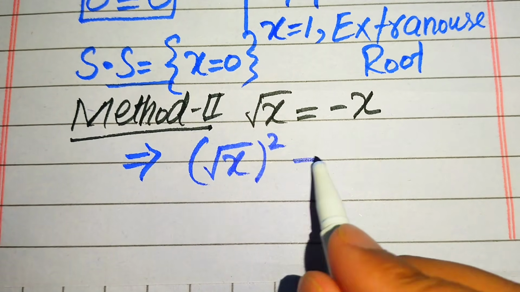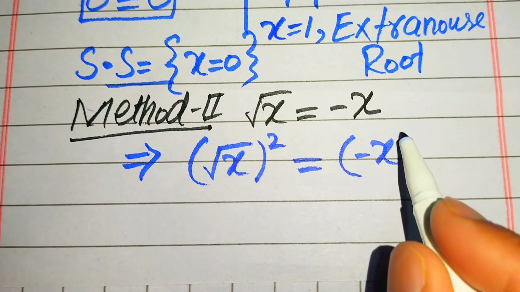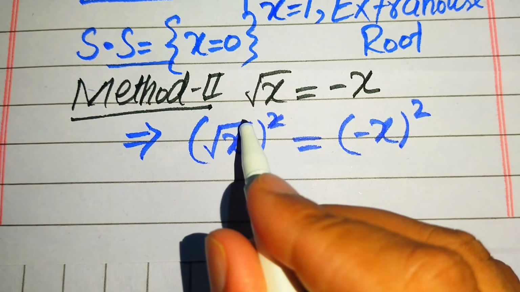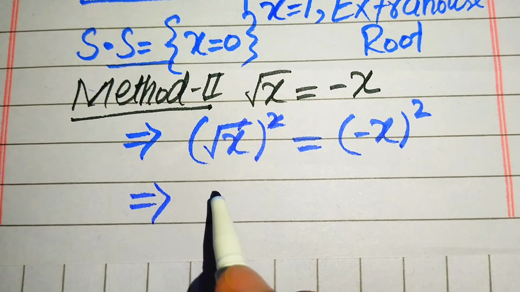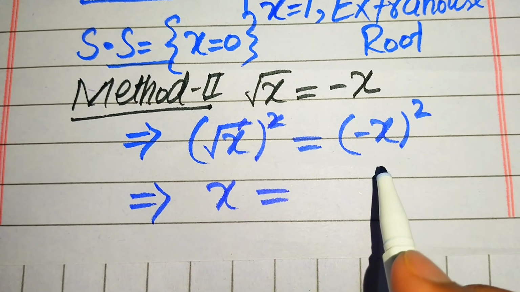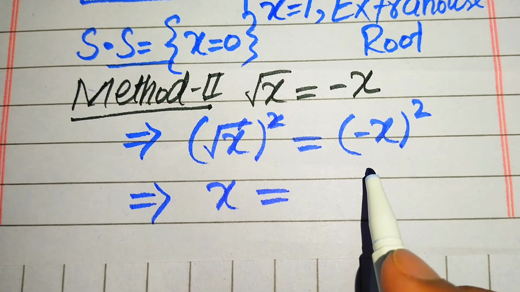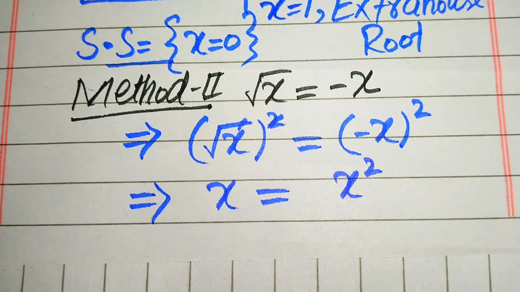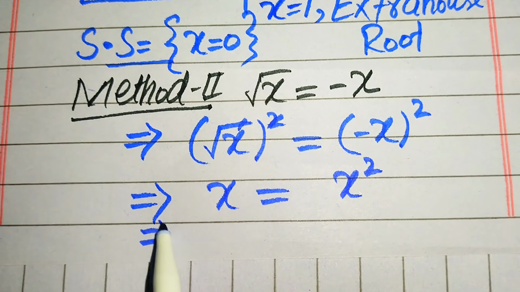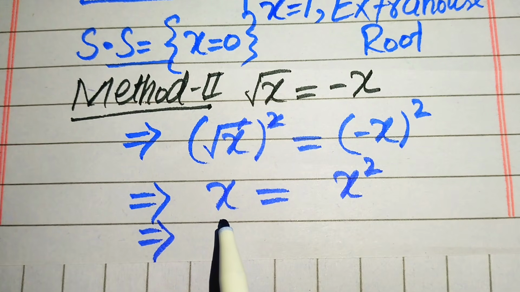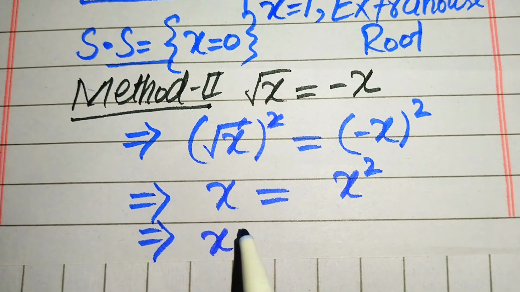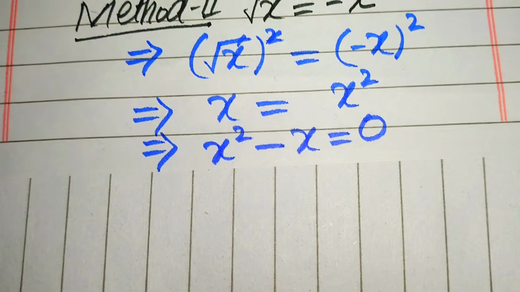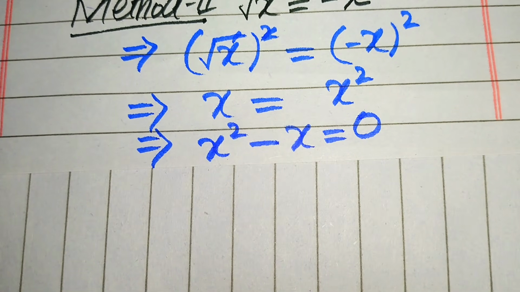So when we apply squaring, this will be written in this form. This is the square of minus x. You see that this 2 and this square root are gone, and we get here x equals minus x squared. We know that minus x squared becomes here positive x squared. And further we move this x from the left hand side to the right hand side, and we will get x squared minus x, and this whole equation equals 0.